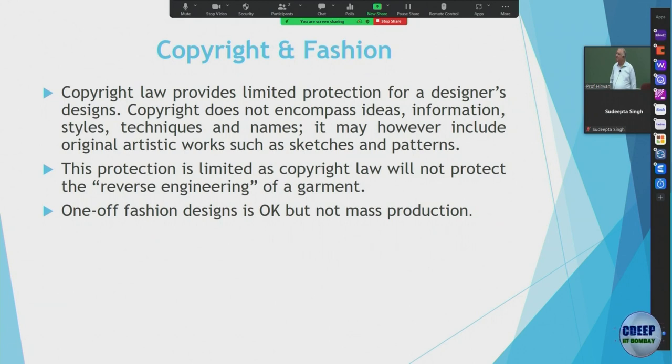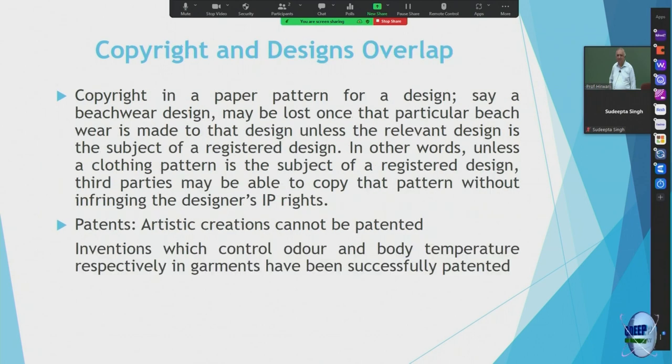You get a copyright, but as we have seen, copyright protects an expression. And again, you can do reverse engineering, independent creation. So, one-off fashion design is okay, but for mass production, copyright is not good. So, copyright and design overlap in many such cases. Your paper pattern, you will get a copyright. The moment that paper pattern is converted into a product, the mass production, then you move into the design area.